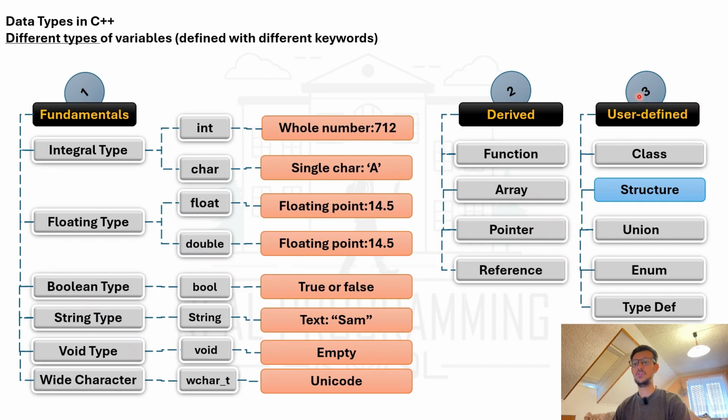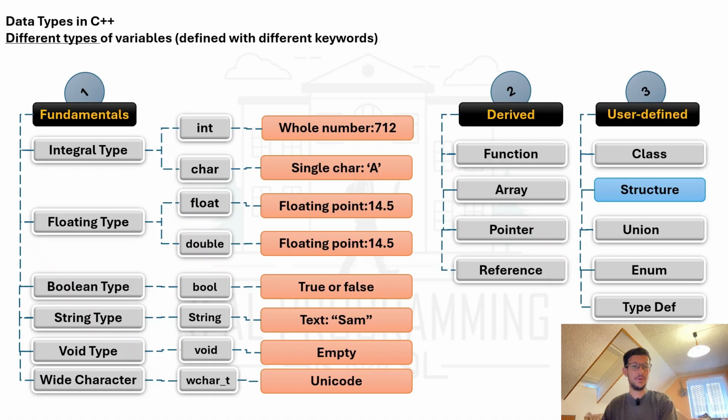And the last one we have is the user-defined data type. From its name, it is a data type that the developer, the user, creates. As users and developers of this programming language, we can create our own data type and name it as we want. Under user-defined data types we have class, structure, union, enum, and typedef. So user-defined data types are the ones we create as developers and name as we want, while fundamental data types like integer, char, float, and double are defined by the programming language.